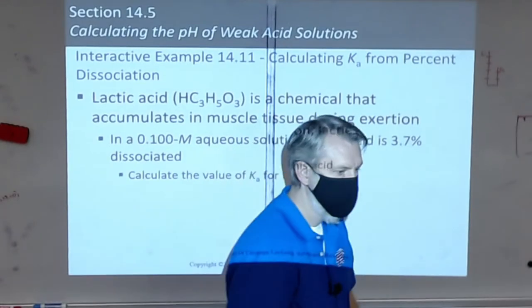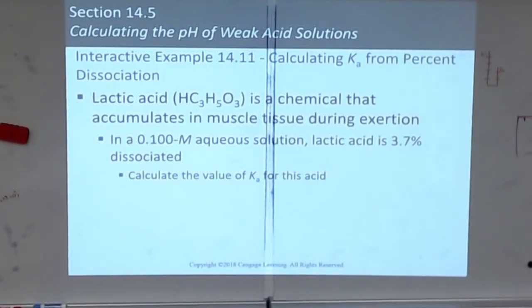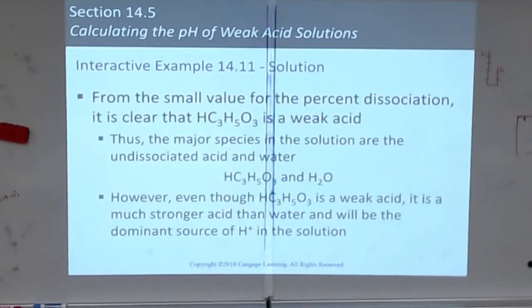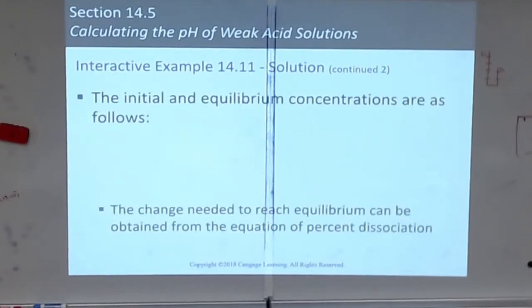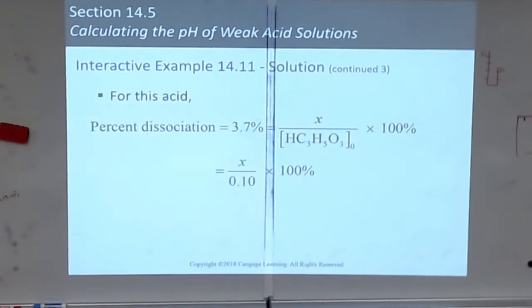Did y'all solve it? So we went through all that. Just run the equation backwards. So X is 3.7 times 10 to the minus third. X in this case, based on that acid, is also the hydrogen ion concentration. So that makes my life super easy. If I know that, I also know the pH.